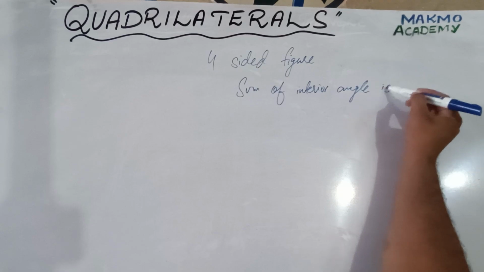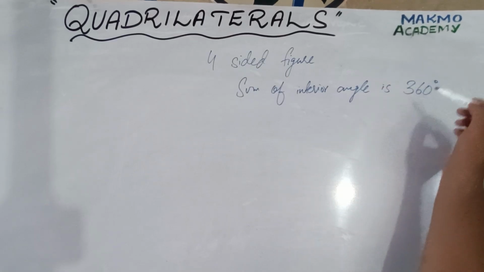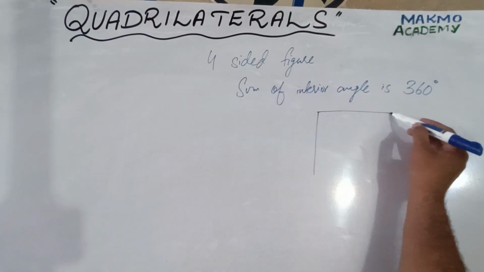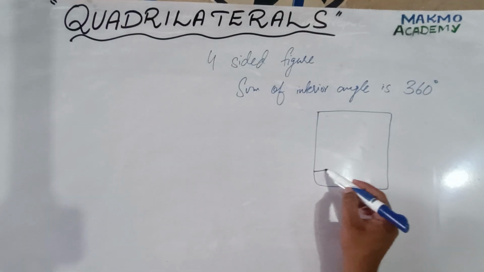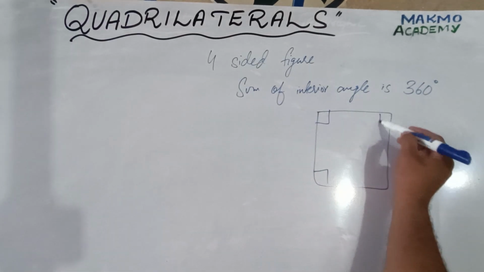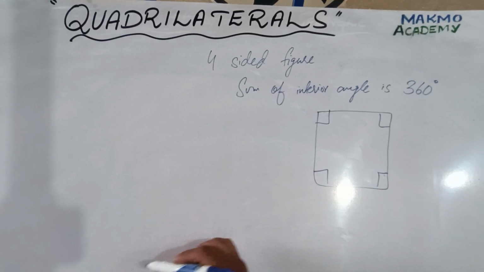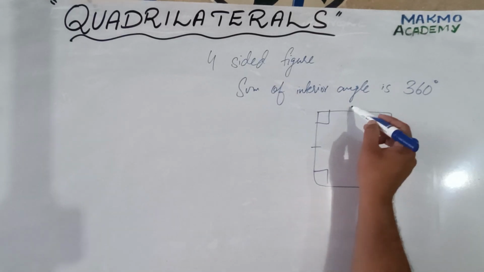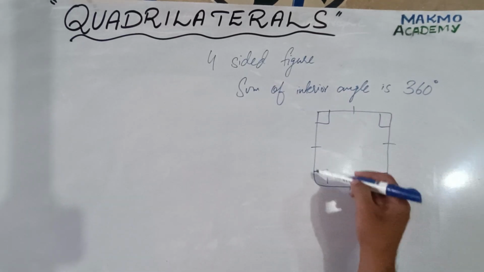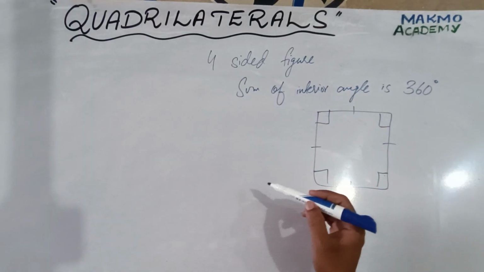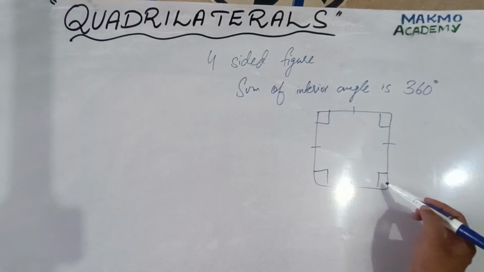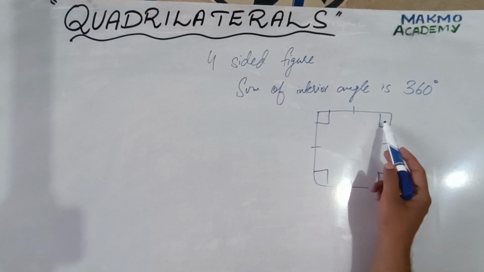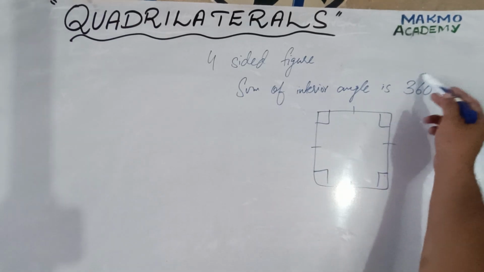The sum of interior angles is 360 degrees. There are four sides in a quadrilateral, so the sum of all the angles is equal to 360 degrees. Let's take an example of a square. In a square, all four angles are 90 degrees. So 90 plus 90 is 180, plus 90 plus 90 would be equal to 360.